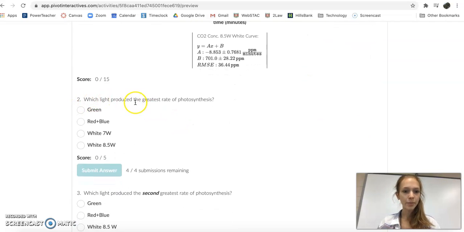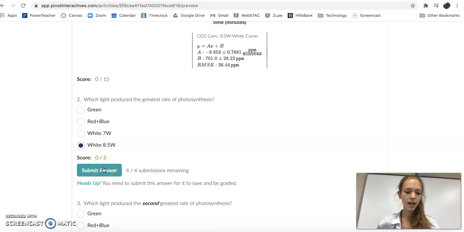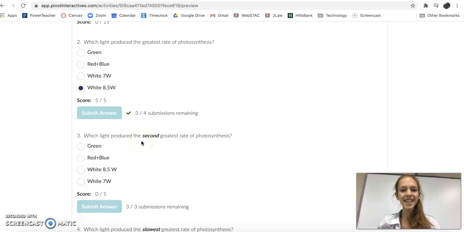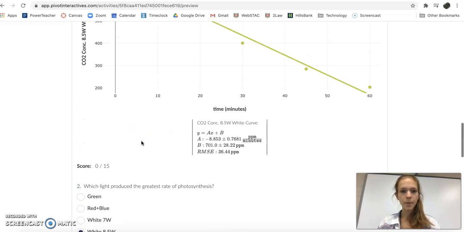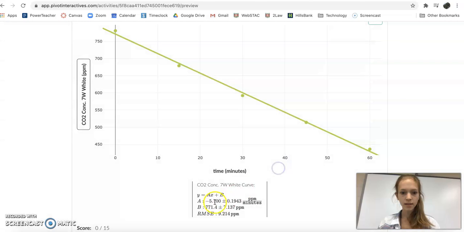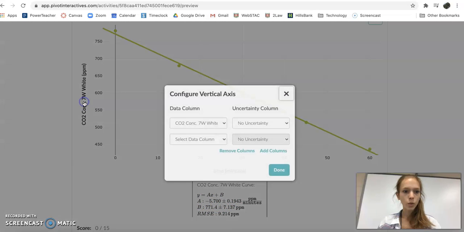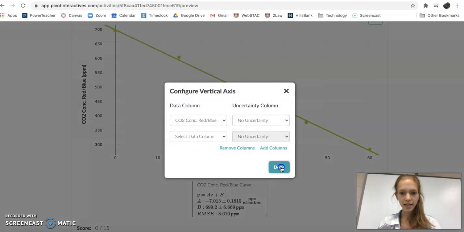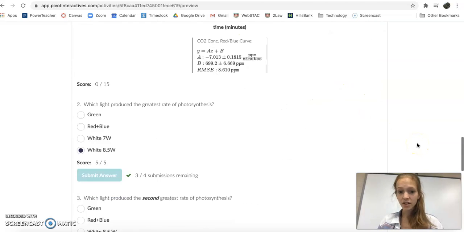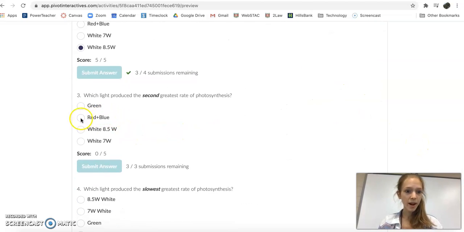So what light produced the greatest rate of photosynthesis? 8.5 watt white light. Click. Hey, look, I did it. All right, which light produced the second greatest rate of photosynthesis? So now I'm comparing my 7 watt white light and negative 5.7 with my red and blue light, negative 7. So this is a steeper downward line, which means faster photosynthesis. So my red and blue light gets second place.